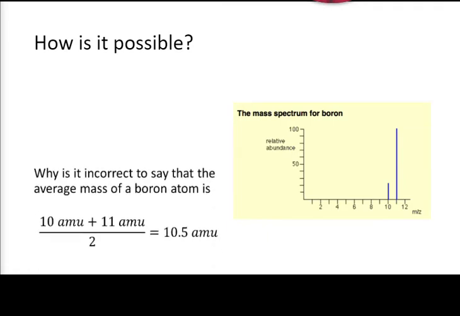And so when we're trying to take an average mass for boron, it's not fair to say some are 10, some are 11, 10 plus 11 divided by 2 is 10.5, because there's so much more 11 than there is 10, and this 10.5 average does not reflect that. So instead of taking a normal average, what we need to do is take a weighted average.